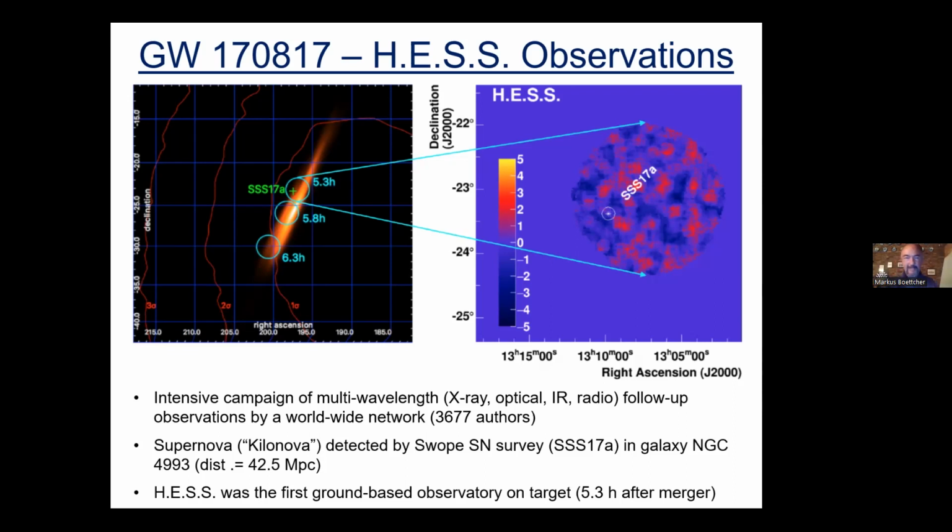So there was actually quite a large error region in which the event could have been, that you can see here on the left. And we were lucky enough to point at it at 5.3 hours after the merger. Unfortunately, we didn't see anything, but still we were able to put very stringent constraints on very high energy gamma ray emission that could have been produced by this merger.